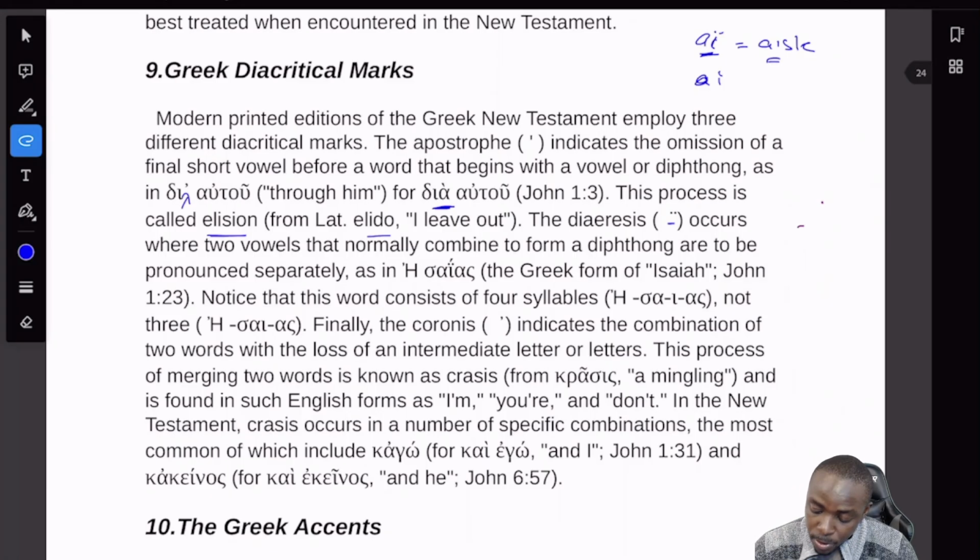Then it says, finally, the coronis indicates the combination of 2 words with the loss of an intermediate letter or letters. This process of merging 2 words is known as crasis, from the Greek for a mingling, and is found in such English forms as I'm, you're, and don't. I refer to this as contraction. I think contraction is easy to remember. Like, for instance, you have you all, and then you just write y'all. If you don't remember the fancy word coronis and all of that, I just call it a contraction. So these are the diacritical marks that you're going to be introduced to.